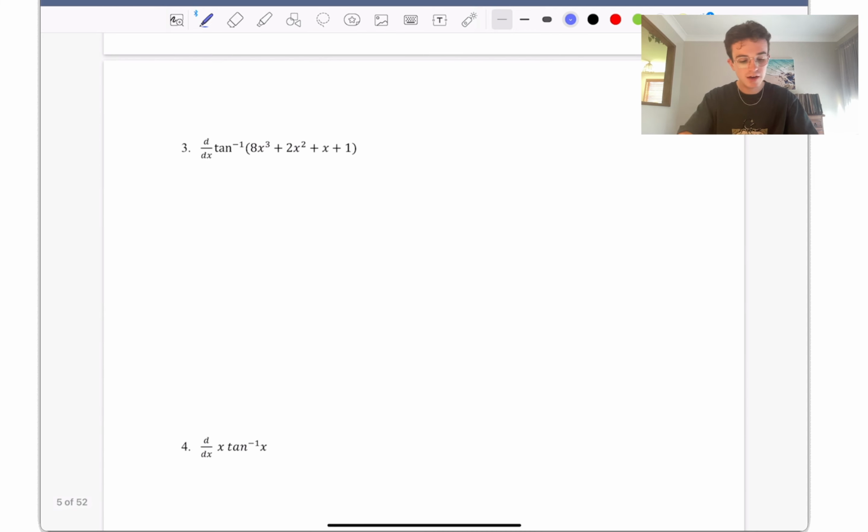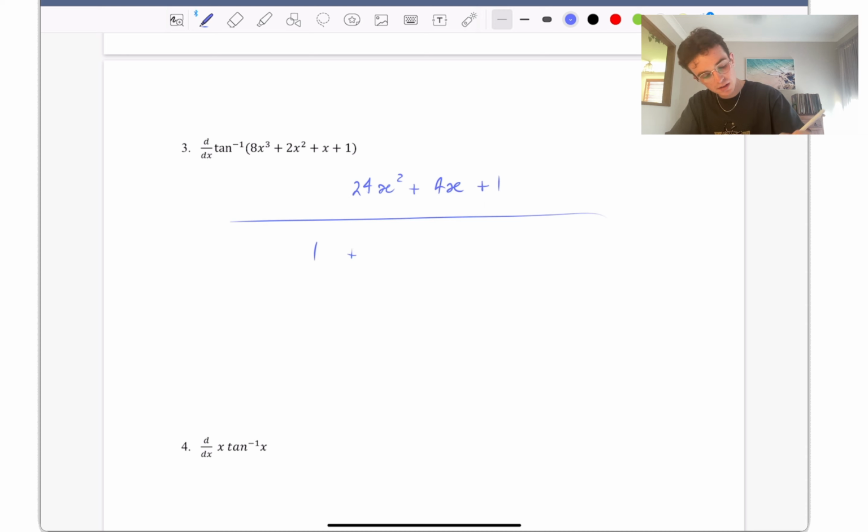Question number 3, we're finding the differentiation of tan inverse of 8x cubed plus 2x squared plus x plus 1. Again, we're going to differentiate what's inside the brackets, so that's going to be 24x squared plus 4x plus 1 over 1 plus the thing in the brackets all squared, 8x cubed plus 2x squared plus x plus 1, and we're squaring that. Awesome, nice and easy.